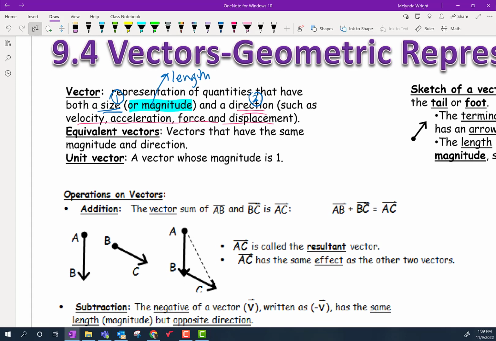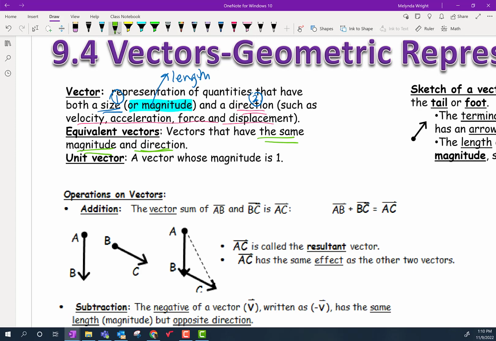Vectors that are equivalent or the same would have to have the same magnitude or length and the same direction. That seems kind of obvious, that if they're going to be equivalent, they're going to have to be exactly the same size and pointing exactly the same way. But that's a definition for us.